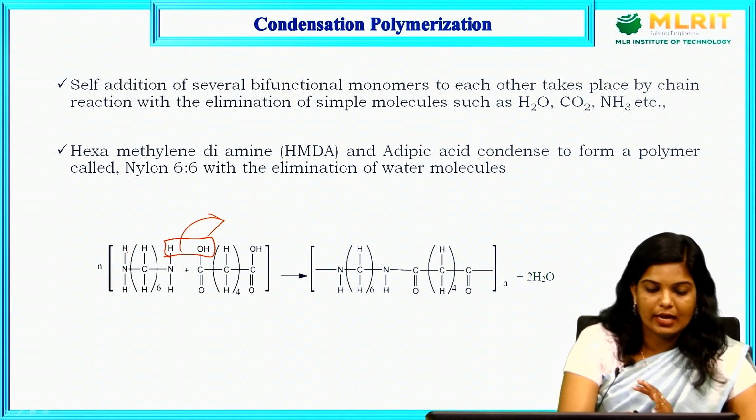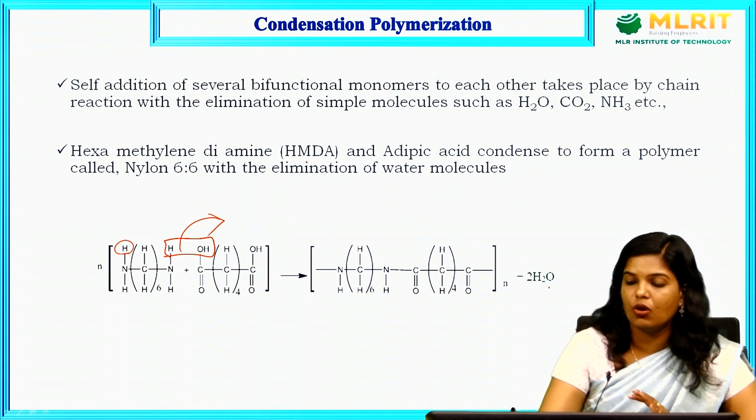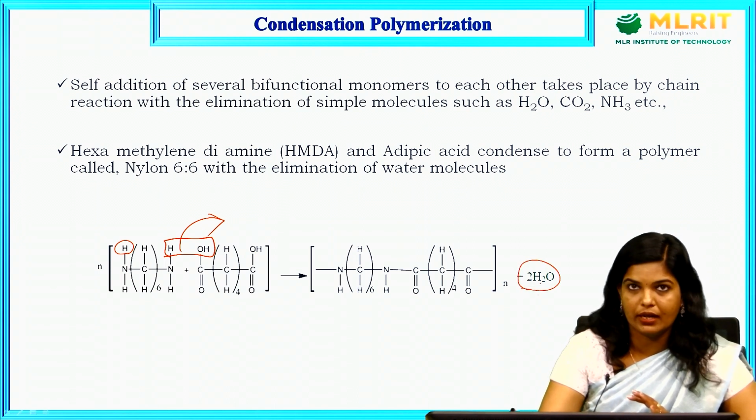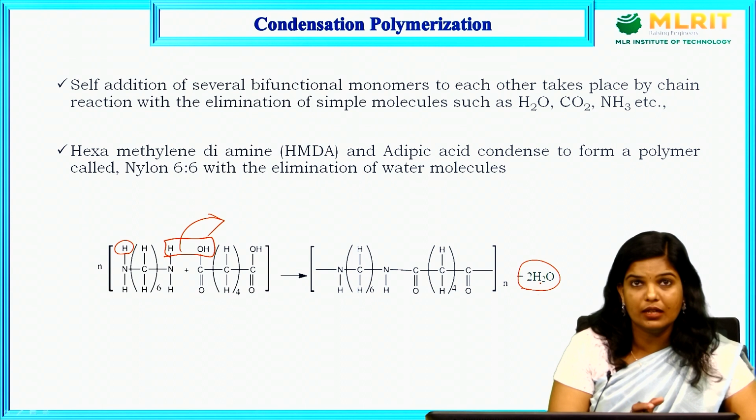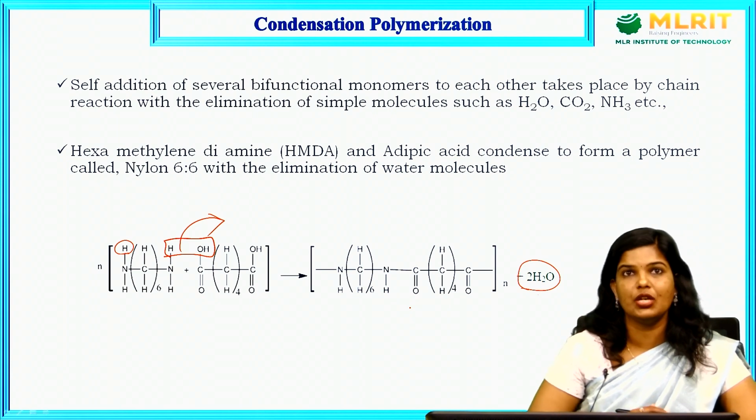Again this H joins with the OH outside. Will any other molecule be there? No, it will be a continuous chain. So all the H2O is eliminated and the rest is condensed or added together to get a new polymer. This is known as condensation polymerization.